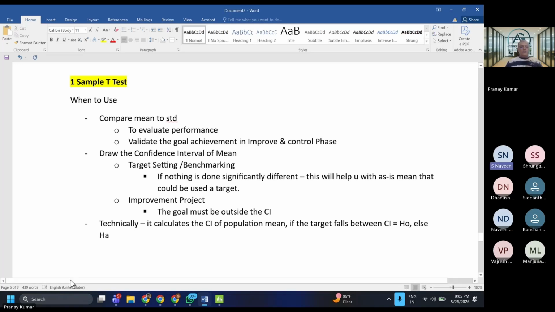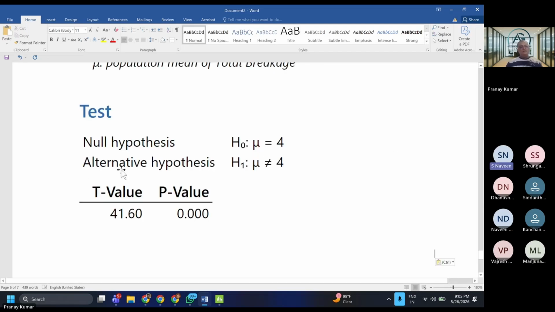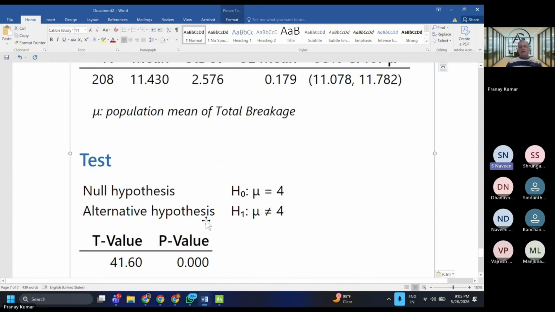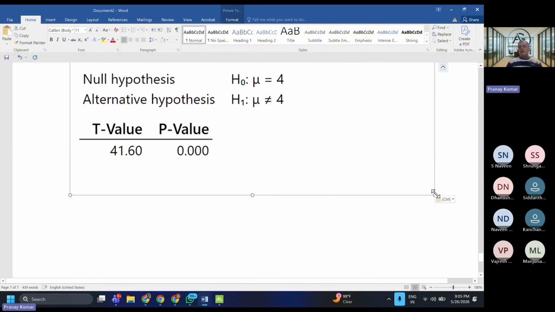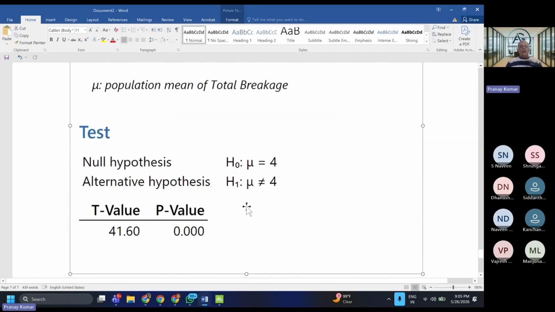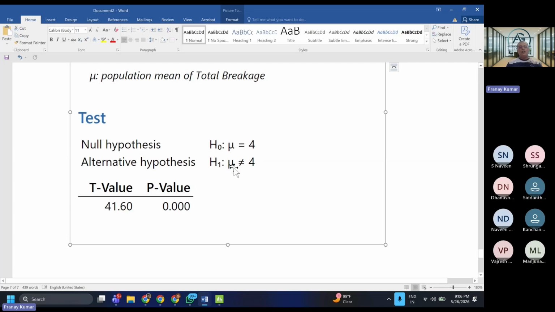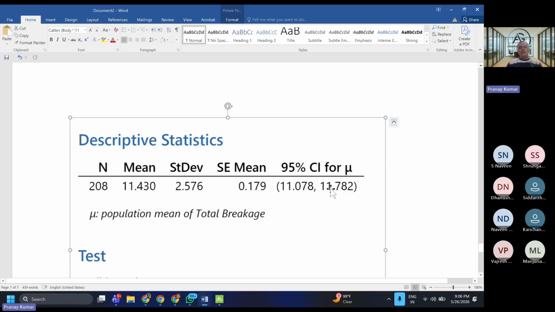Basically, guys, if you want to know the as-is conditions, these are all the statistical analysis. Here, as you saw, the p-value was 0, meaning the alternate was true. The null in the case of a one sample t-test says the mean is equal to 4. The alternate says the mean is not equal to 4. Based on the p-value, you found that the mean is not equal to 4. Obviously, the confidence interval is 11.